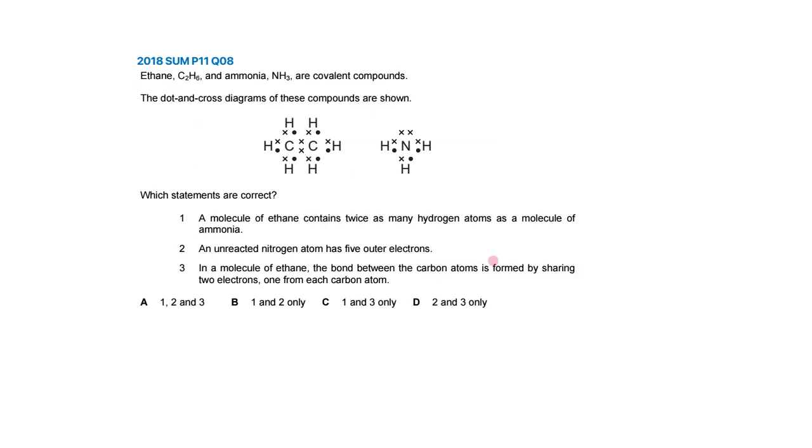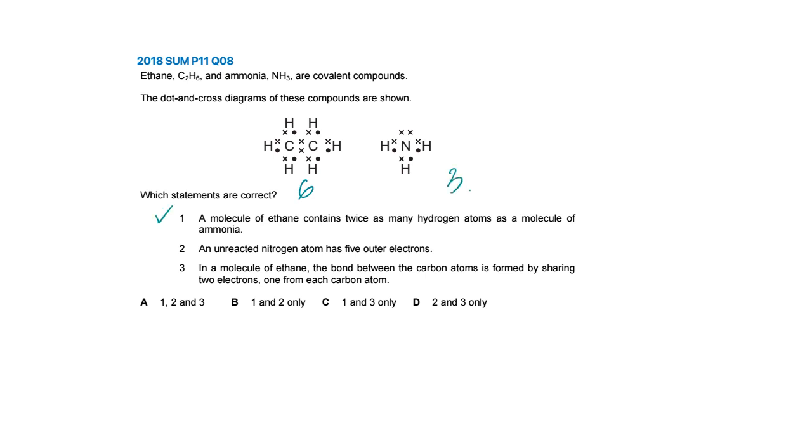Ethane, C2H6, and ammonia, NH3, are covalent compounds. The dot and cross diagrams of these compounds are shown. Which statements are correct? A molecule of ethane contains twice as many hydrogen atoms as a molecule of ammonia. Is that true? Well, ethane has 1, 2, 3, 4, 5, 6. It has 6 hydrogens in one molecule, whereas ammonia has 3.